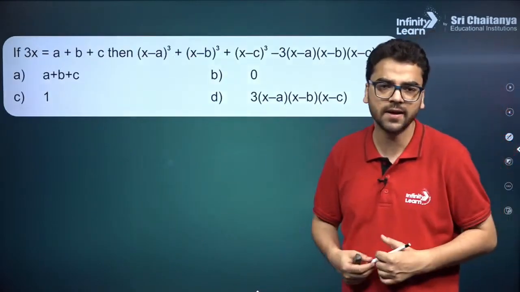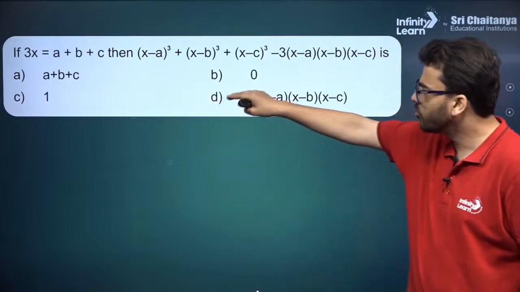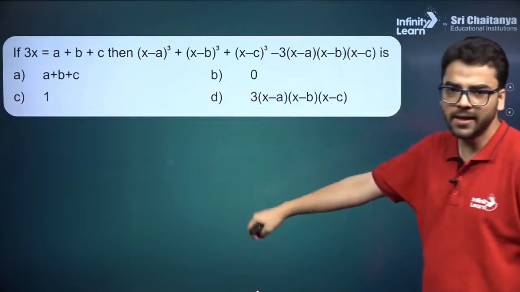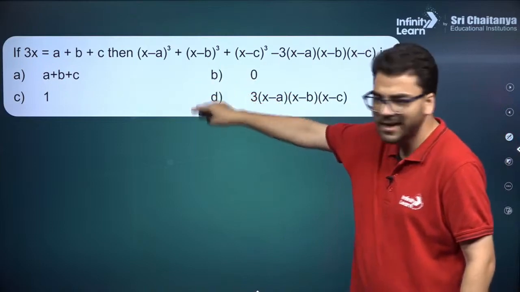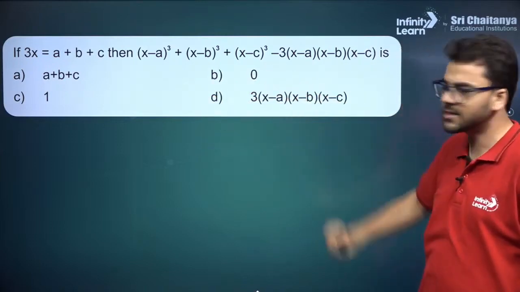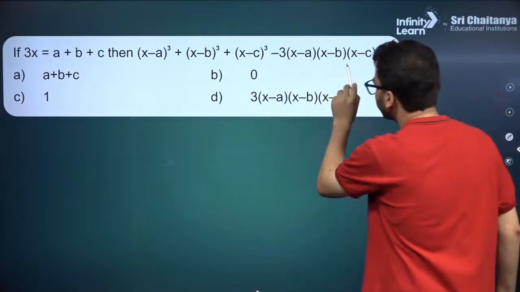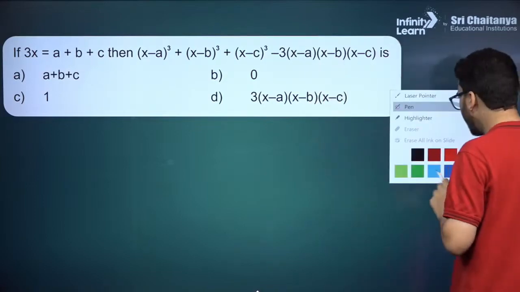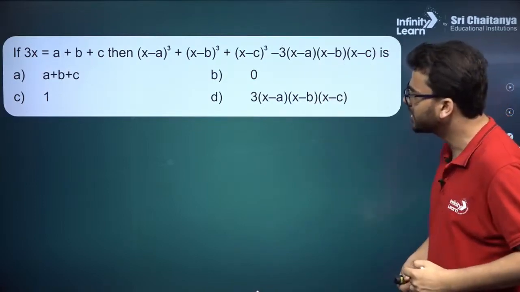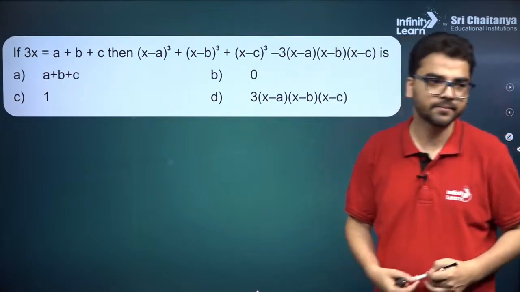Can you try doing this one, guys? If 3x is equal to a plus b plus c, then you have to find the value of x minus a the whole cube plus x minus b the whole cube plus x minus c the whole cube minus 3 into x minus a, x minus b, x minus c. Can you do this one and let me know which part is correct over here?